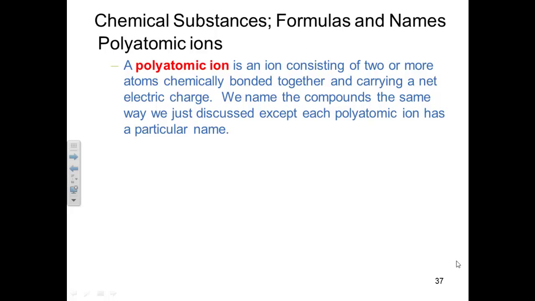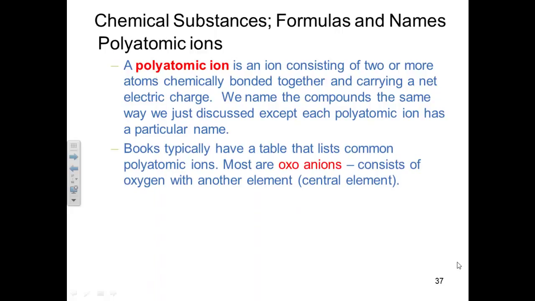A polyatomic ion is an ion consisting of 2 or more atoms chemically bonded together and carrying a net electrical charge. We name the compound the same way we just described, except each polyatomic ion has its own particular name. Books typically have tables that list common polyatomic ions. Most are oxyanions, meaning species that consist of oxygen with another element as the central element.